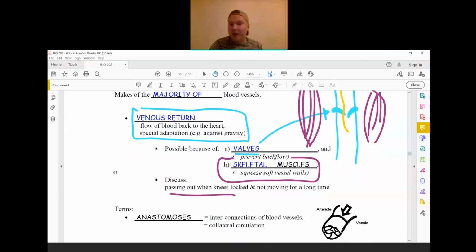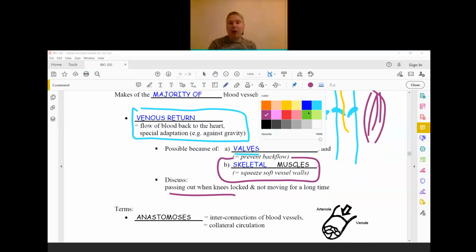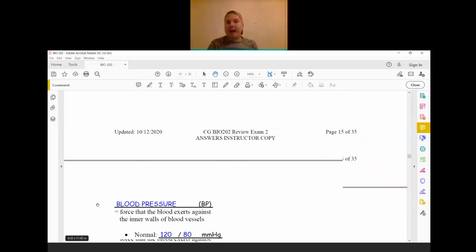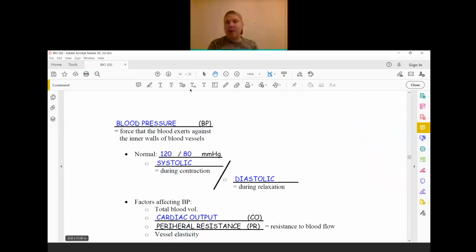One final term that I'm going to introduce here is anastomosis. Anastomosis just refers to these connections between arterioles and venules. So there's a bypass, not going all the way through this capillary network that we saw. Okie dokie. I want to mention a couple of words about the blood pressure.